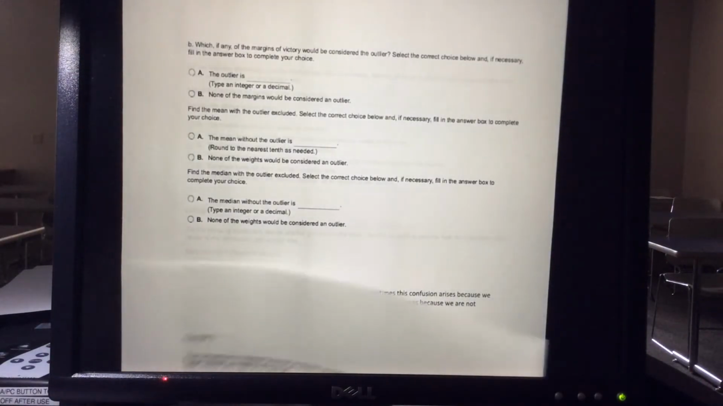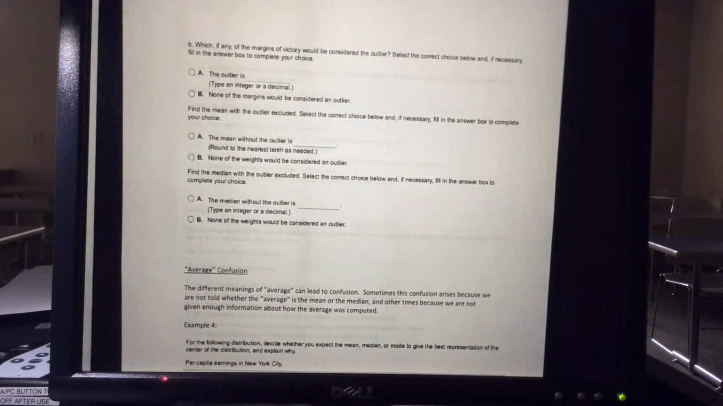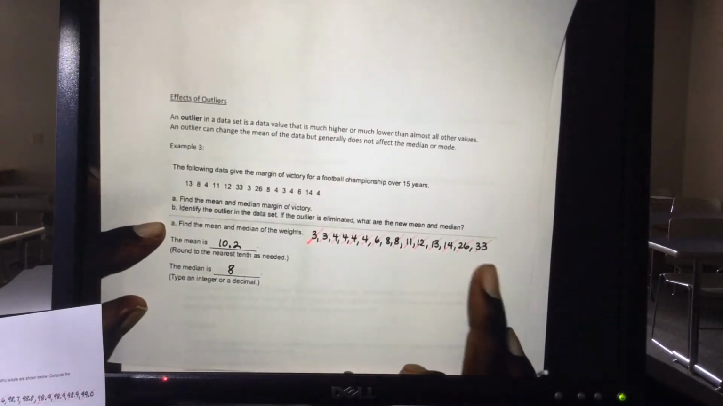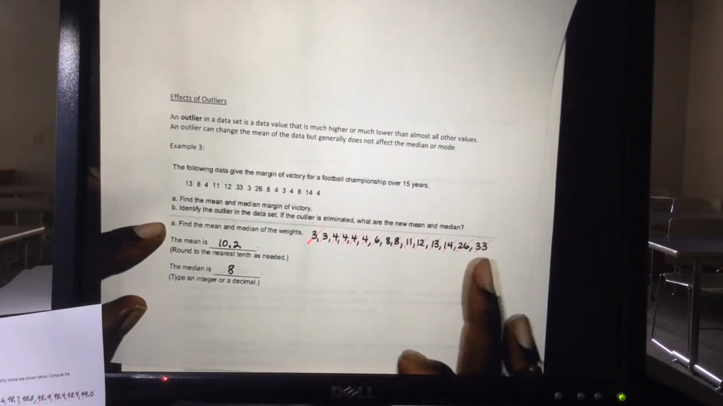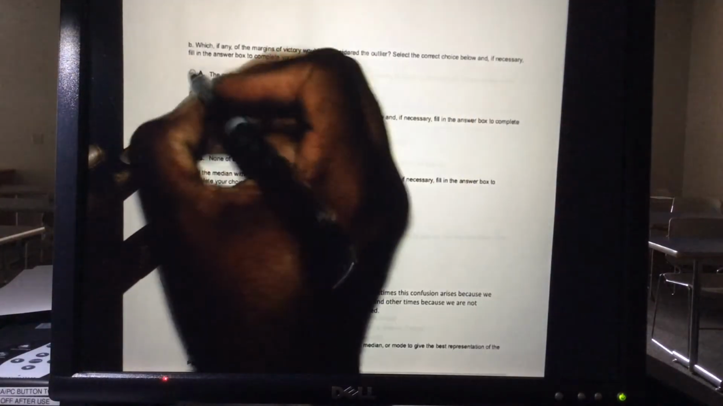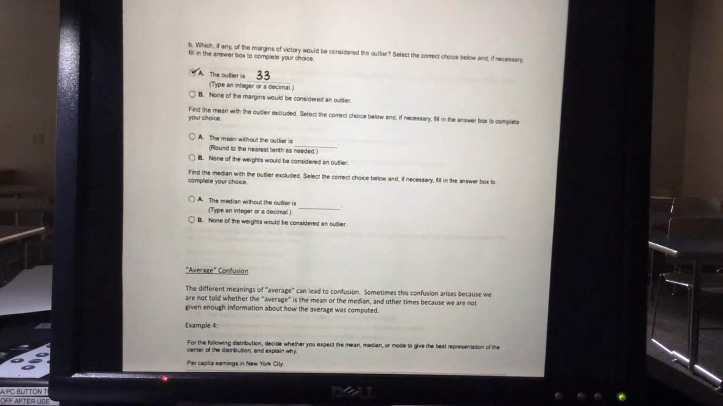is part B, where it says here, which, if any, of the margins of victory would be considered an outlier? Select the correct answer choice, and if necessary, fill in the answer box to complete your choice. Well, if you look at this sorted data set, the outlier is going to be the one that's far away from the other data values here. In this case, I'm going to say 33 is the outlier. Okay. So here the outlier there would be 33.